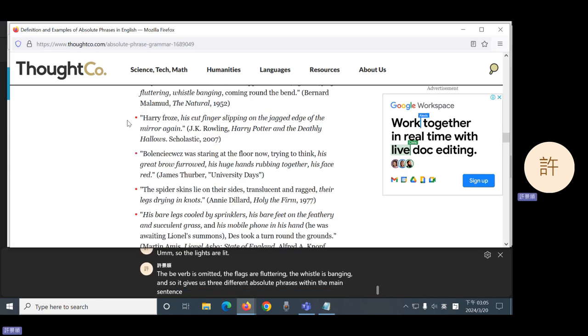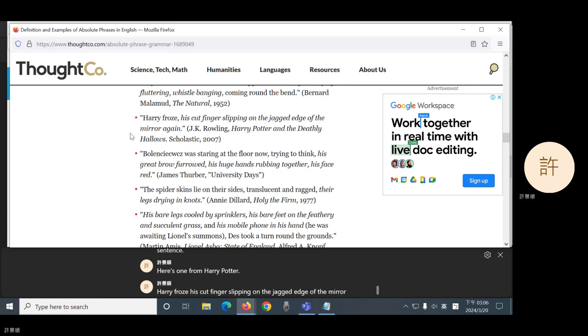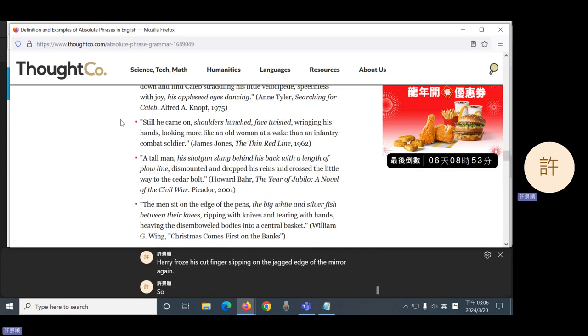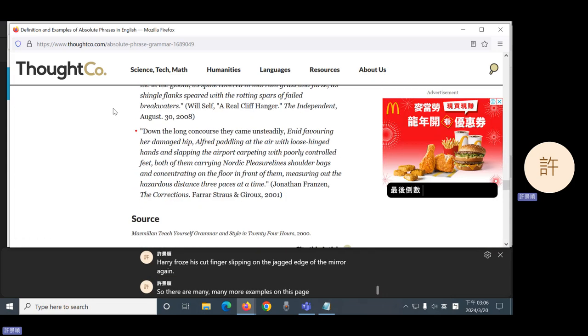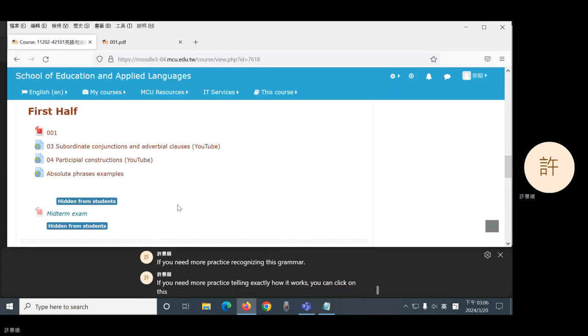Here's one from Harry Potter. Harry froze, his cut finger slipping on the jagged edge of the mirror again. So there are many, many more examples on this page. If you need more practice recognizing this grammar, if you need more practice telling exactly how it works, you can click on this link on the Moodle page here.